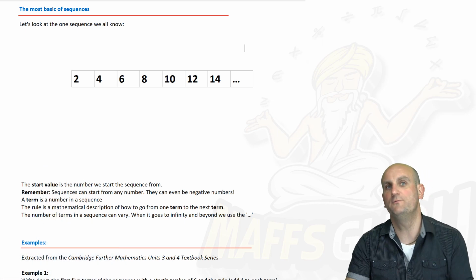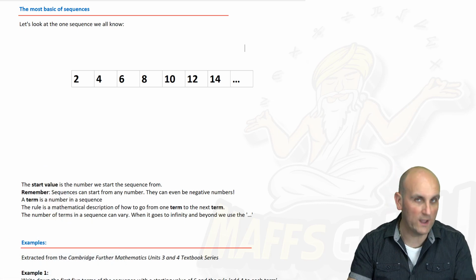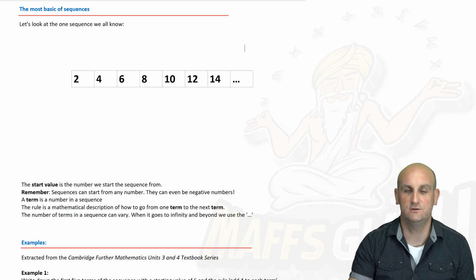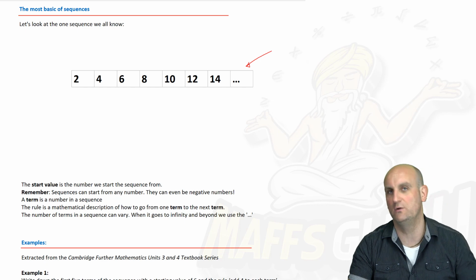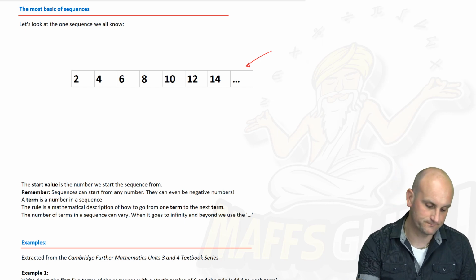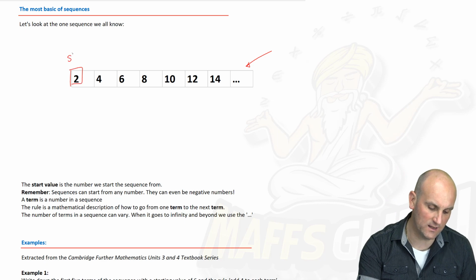Now, believe it or not, you've been dealing with basic sequences way back. You learned to count, and then chances are we started teaching you your times tables. And you can see here that the 2 times table is shown here, and that is a pretty ordinary example of a sequence. Here is our start value.